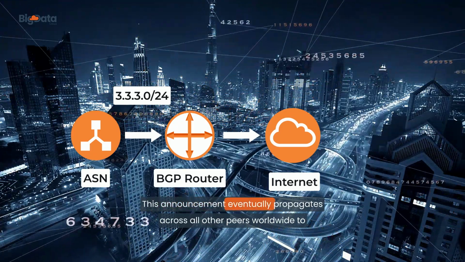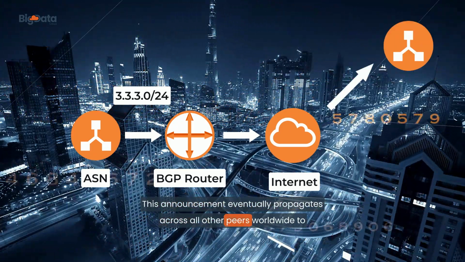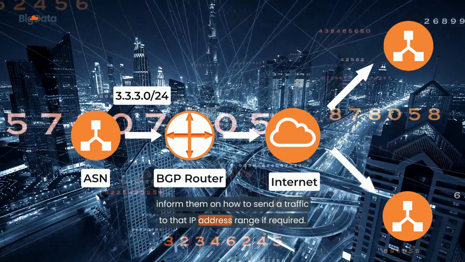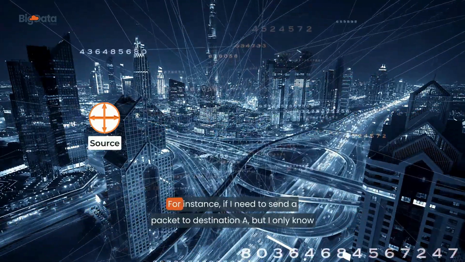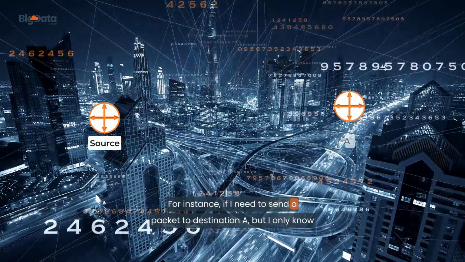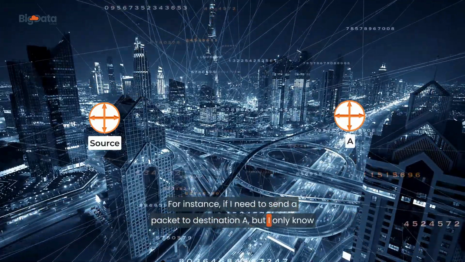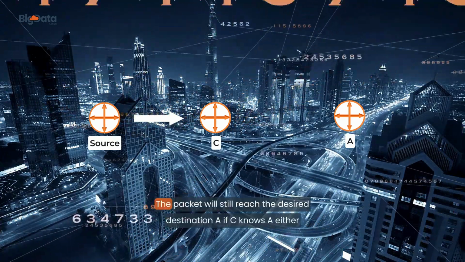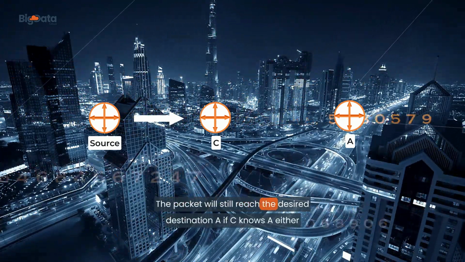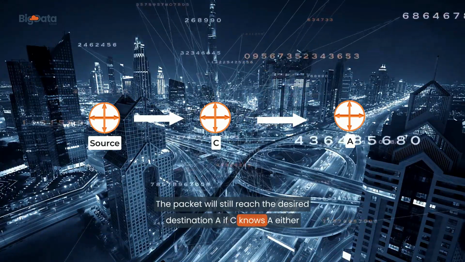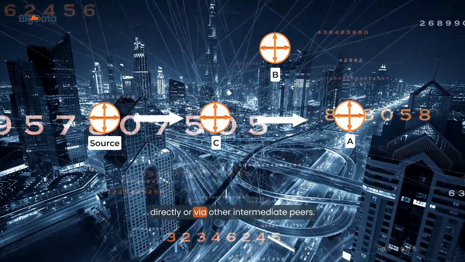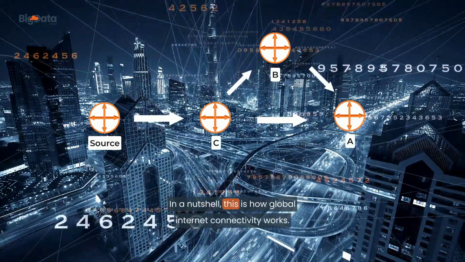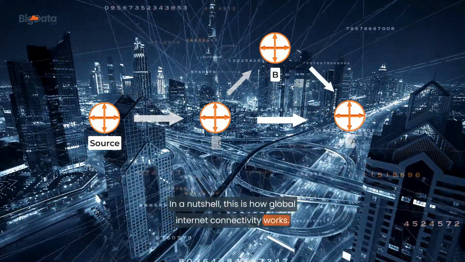This announcement eventually propagates across all other peers worldwide to inform them on how to send traffic to that IP address range if required. For instance, if I need to send a packet to destination A, but I only know host C and can forward traffic to it, the packet will still reach the desired destination A if C knows A either directly or via other intermediate peers. In a nutshell, this is how global internet connectivity works.